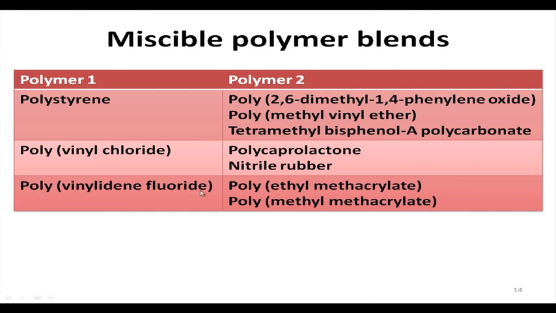Then polyvinylidene fluoride is a fluorinated polymer that can also be blended with polyethyl methacrylate, or that can be blended with polymethyl methacrylate. Now, their blending capability, their miscibility etc. can be understood if their chemical structures are written. If we look into their chemical structures, one can understand the miscibility of these component polymers mentioned in this table.